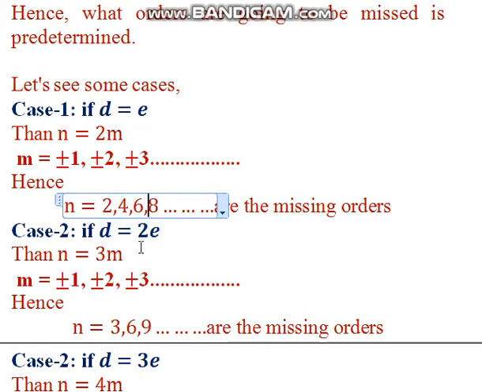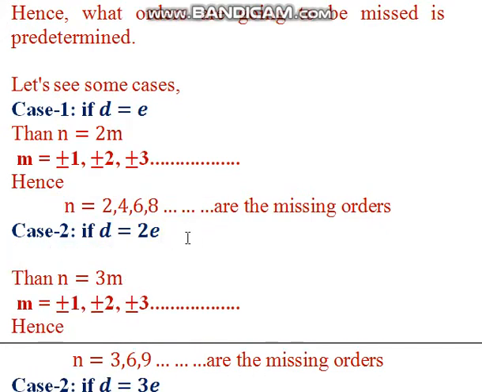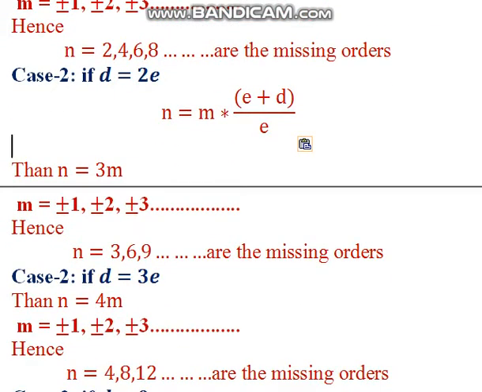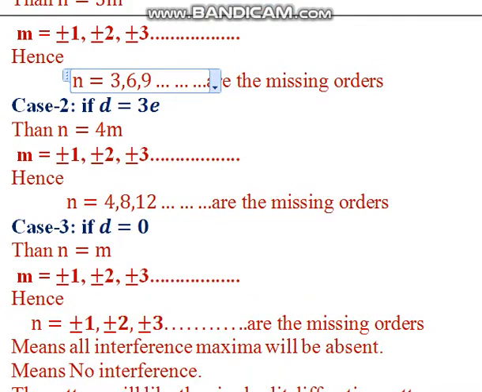Next case, suppose that d is equal to 2e, and in a similar way you can put the value in the equation. Then you find that n is equal to 3m. That means 3, 6, 9, plus minus 3, plus minus meaning on both sides, the third order on the right side and the same third order on the left side of the central maxima are found missing. The 6th order will be missing, the 9th order will be missing, and so on. Similarly, if d is equal to thrice e, you may obtain that the 4th order, 8, 12 are the missing orders.